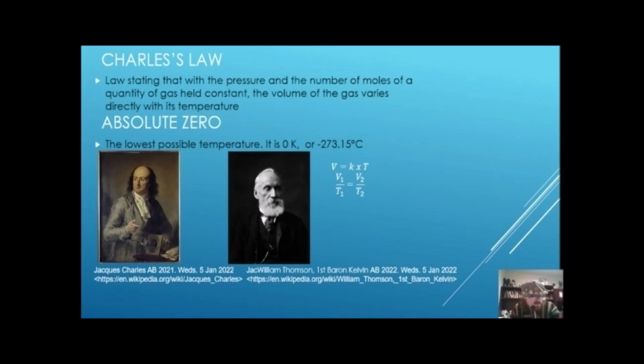And so the equation is V equals K times T. However, there's a certain thing that needs to be known: we cannot use our traditional temperature for this to work. We cannot use a temperature in Celsius or Fahrenheit. If you did that, what happens when the temperature is 0? Well, you would have a volume of 0. What happens when you had a negative temperature? Below 0, you would have to have a negative volume, and that doesn't quite work.